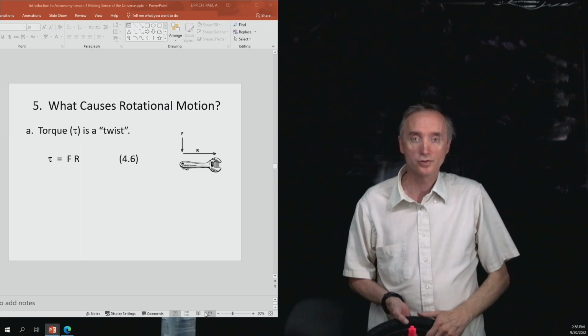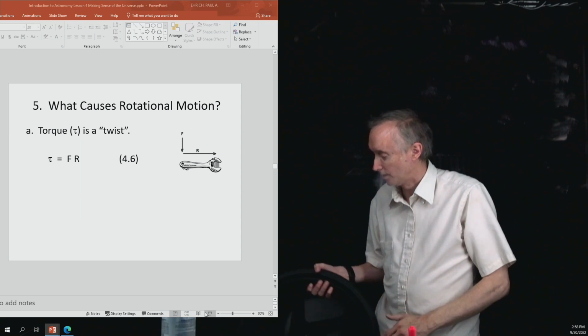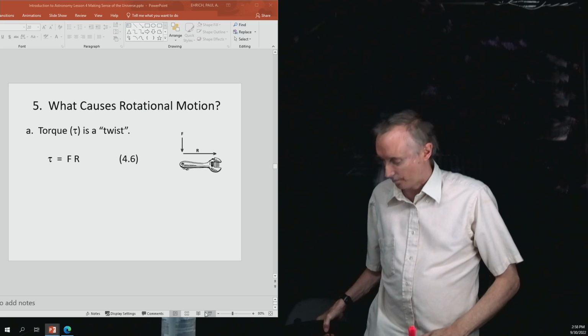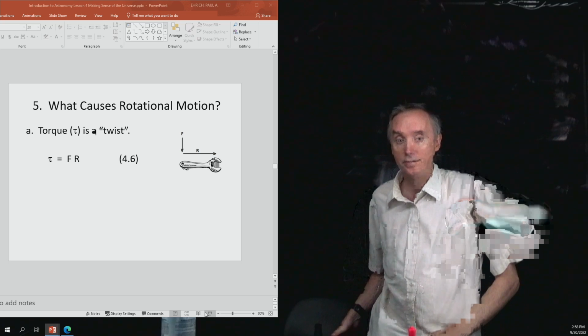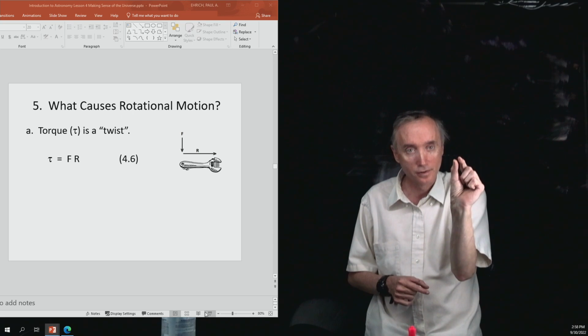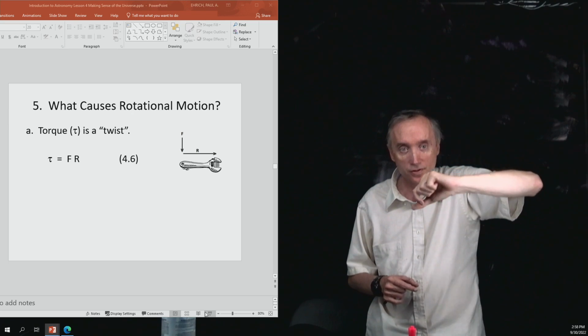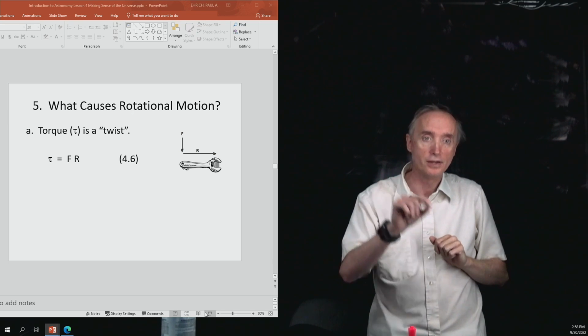So you're really applying a torque to it. Now, if, on the other hand, let's say that you've got a nut and you're trying to get that off, the radius is only about this big on that nut. So what do you do? You get a wrench.